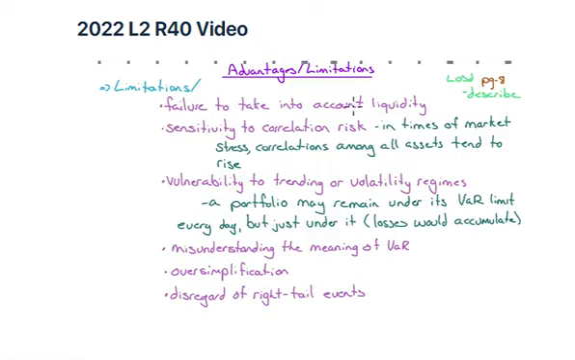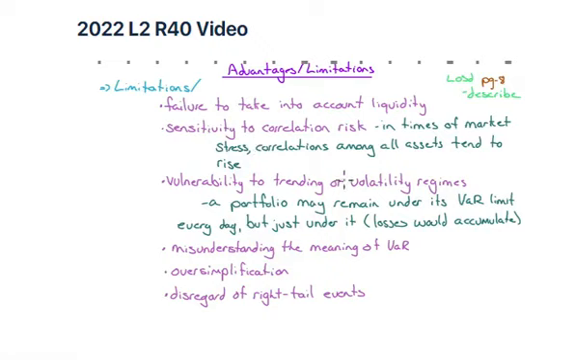Sensitivity to correlation risk. We left the correlation in the VaR when we calculated the variance on the portfolio. We used a particular correlation measure, but in times of market stress, those correlations increase, which means that minimum loss really is a minimum. The loss could be so much greater than that. In times of market stress, correlations among all assets tend to rise.